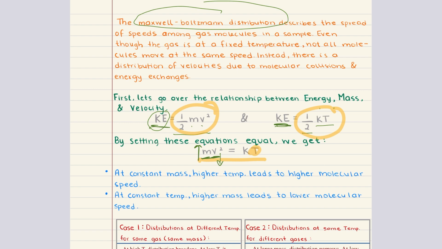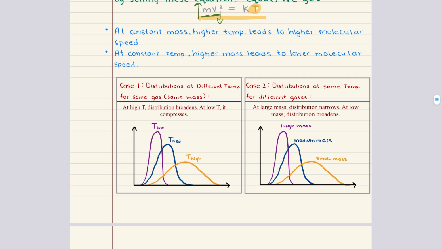Now let's look at two key cases that describe how gas molecules distribute their speeds under different conditions. The first case is how temperature affects speed. If we take a sample of the same gas and we increase the temperature, what happens to the speed of the molecules? At a higher temperature, the gas molecules gain kinetic energy and they move faster. This means that the distribution of speeds spreads out with more molecules moving at a higher velocity.